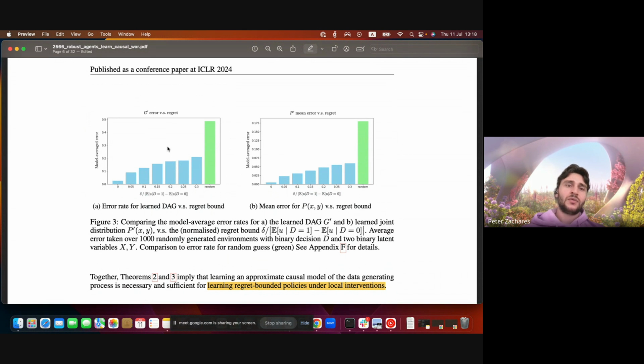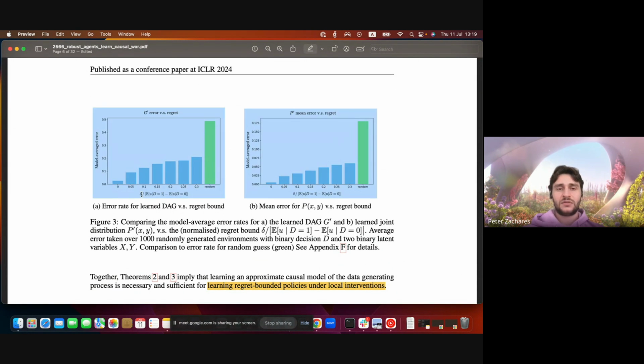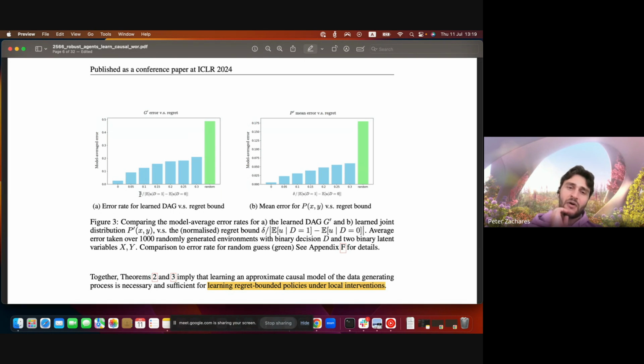So over here, what they do is they show the model average error. So basically, how recoverable the actual causal model was for different regret bounds. So how optimal the policy was. So you can see that as the regret bound decreases, so does the model error. So when they have a 0 regret, so they're using an optimal policy, I guess they still have some error, but it's quite small.